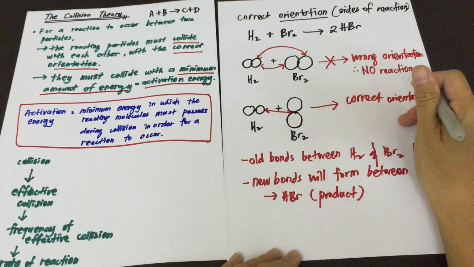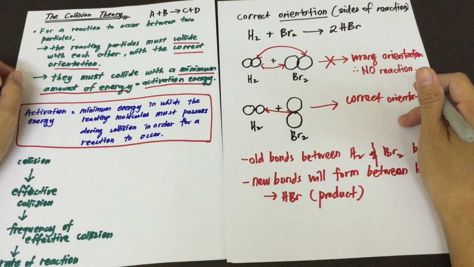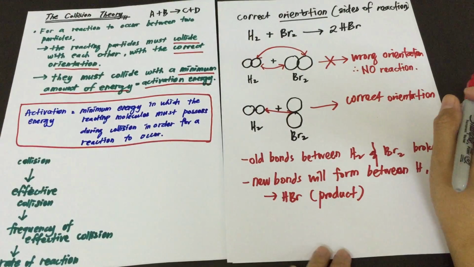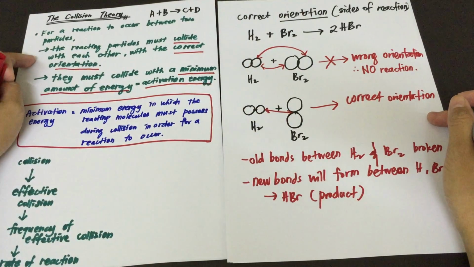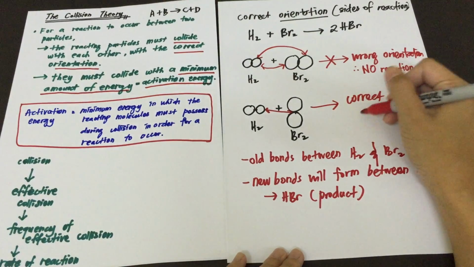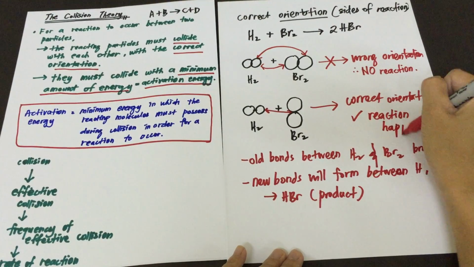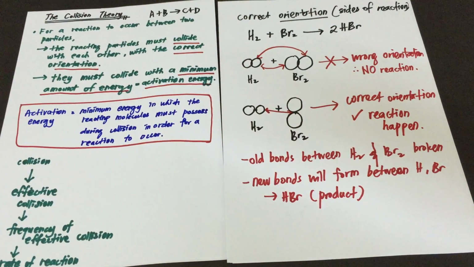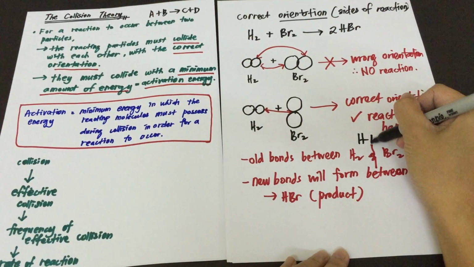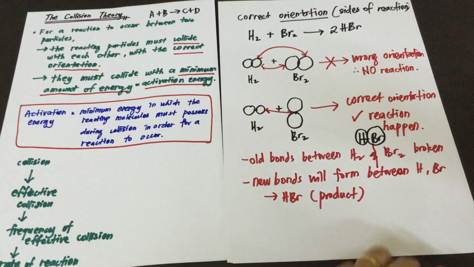Because of the correct orientation, according to collision theory, when the reacting particles collide with each other at the correct orientation, they are considered to have achieved the first point. Not to mention the minimum amount of energy yet, this reaction can happen. So now we will have the H and Br product formation.